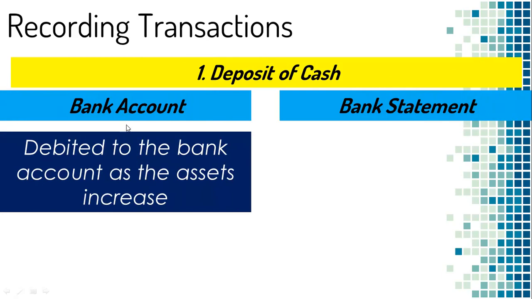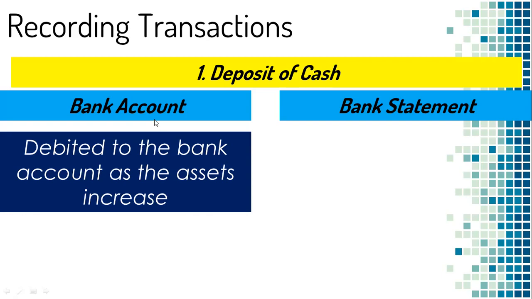Now listen to me, who updates the bank account? The business, right? I told you that the current account is an asset of the business. Therefore, when you deposit cash, it is debited to the bank account. I think we have done this in the previous part of the lesson. We debited that to the bank account.